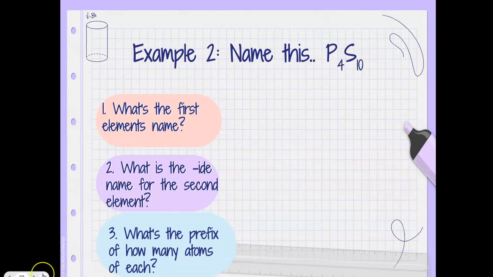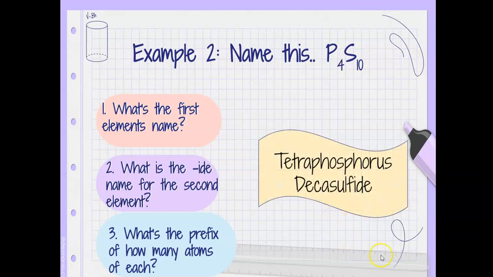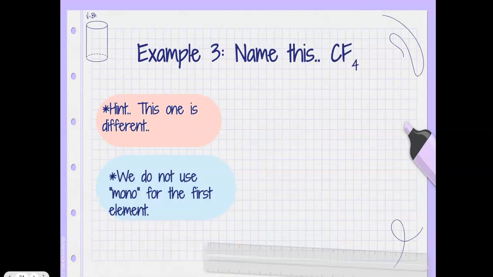Okay, let's do another one. Now we have P4S10. Once again, what's the first element? The first element is phosphorus, and there are 4 of them. The second element is sulfur, which we're going to rename as sulfide, and there are 10 of them. For our name, take a minute and think in your head. If you got tetraphosphorus decasulfide, you are correct. That one's big. That's a mouthful.